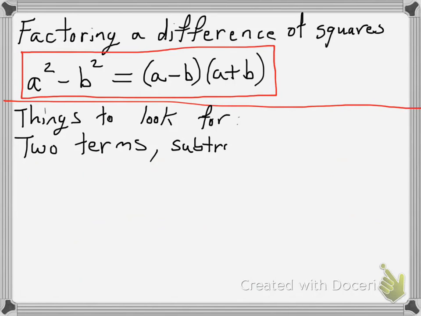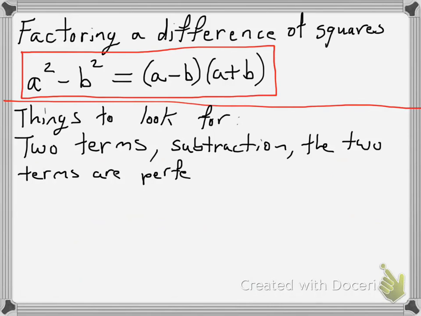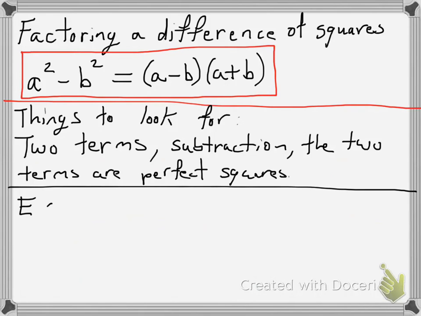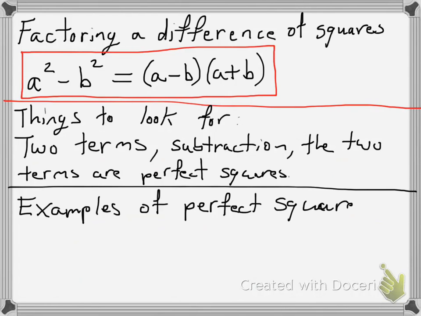And we're looking for subtraction because of the difference. And the 2 terms should be perfect squares. If I have those 3 things met, then it is a difference of squares. So let's do an example here. Okay, so examples of perfect squares.